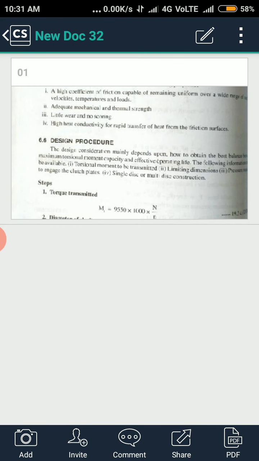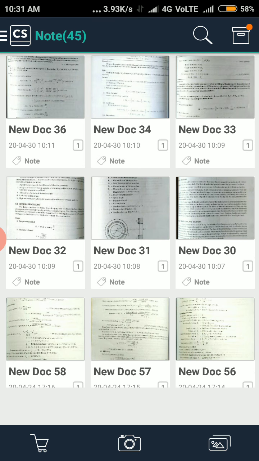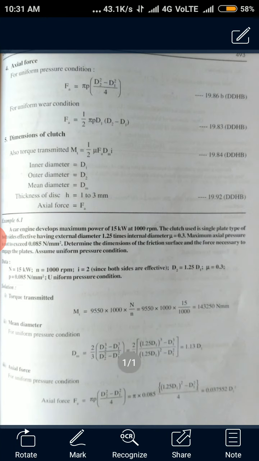Next we'll go for the fourth parameter, that is the axial force. If it is the uniform pressure condition, it is taken from equation 19.86b: Fa equals pi p into (D2 square minus D1 square) divided by 4. Next, if you are using the uniform wear condition, then Fa equals 1 by 2 pi p D1 into (D2 minus D1), from equation 19.83.